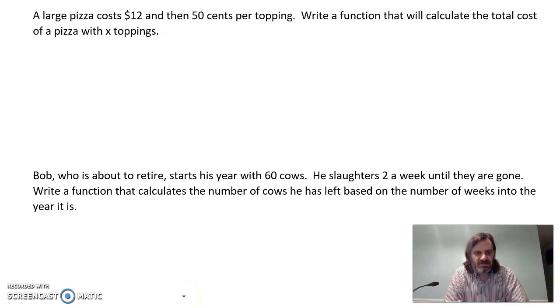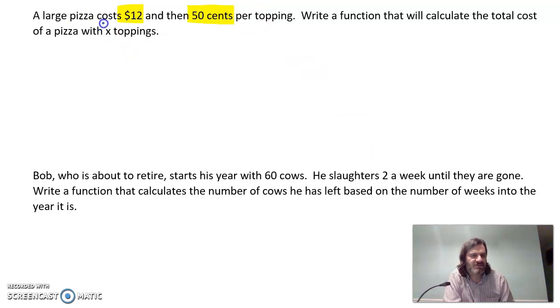Hey, we're going to do some application problems with linear functions, mainly writing linear functions. The first question we have here: a large pizza costs $12 and then 50 cents per topping. Write a function that will calculate the total cost of a pizza with X toppings. So we got two things here. We have a $12 initial fee and then a 50 cent per topping rate.